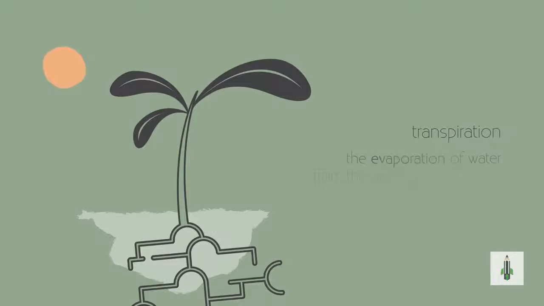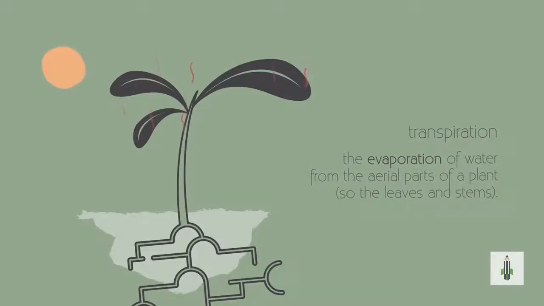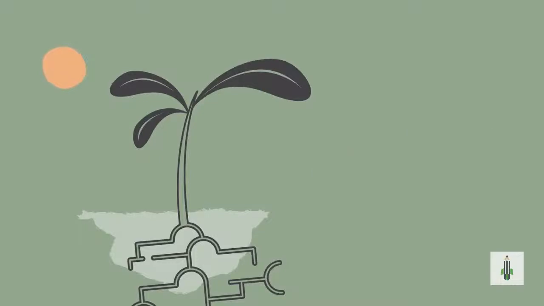Transpiration is the evaporation of water from the aerial parts of the plant, so the leaves and stems. By water evaporating out of these parts, mostly the leaves, suction pressure is created, which draws up the water through the plant. This is called the transpiration pull. But what exactly happens in transpiration? Let's start at the roots.